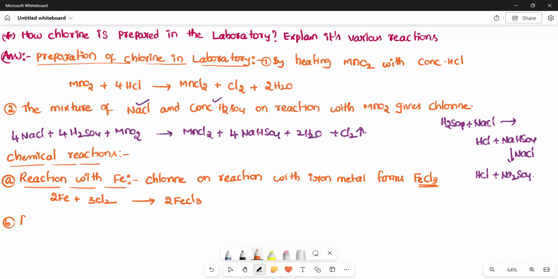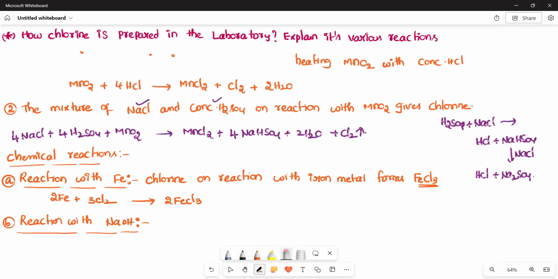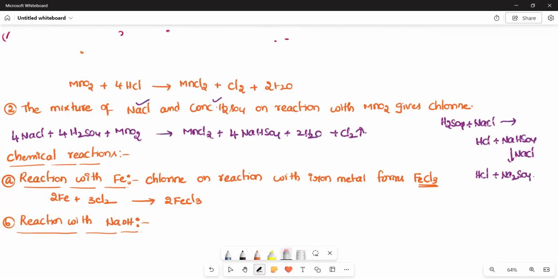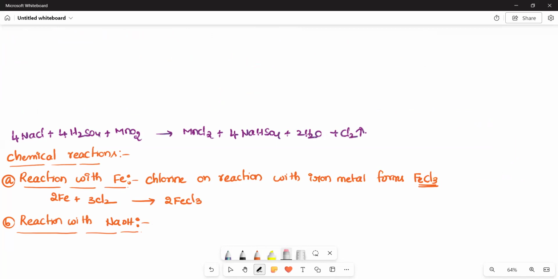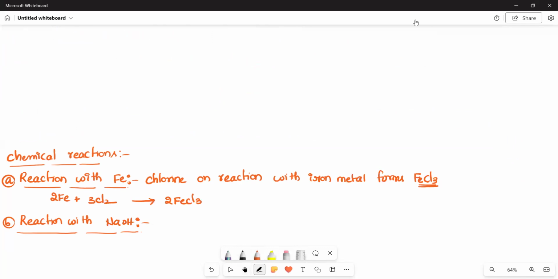Second one, reaction with sodium hydroxide. Here is the point: chlorine will react with sodium hydroxide under two conditions. What kind of reaction it will give with NaOH is important. Under two different conditions, it will give two different products. In both cases, it involves a disproportionation reaction only.